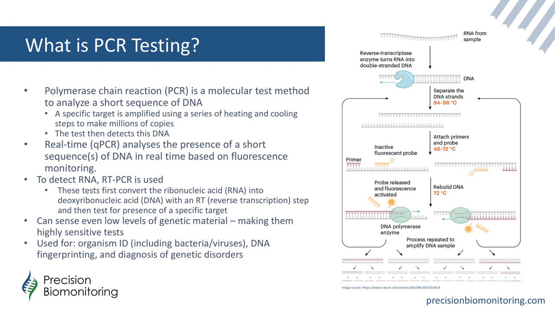The fluorescence is monitored over the course of the reaction. To detect RNA, we would use reverse transcription PCR, which is exactly the same as what I've just described, except that first the RNA within a sample is converted into DNA using reverse transcription, another enzymatic reaction. That step happens first, and then the presence of a specific target is assessed. These tests are usually highly sensitive and can detect even low levels of genetic material. They can be used to identify all kinds of organisms, including bacteria and viruses.